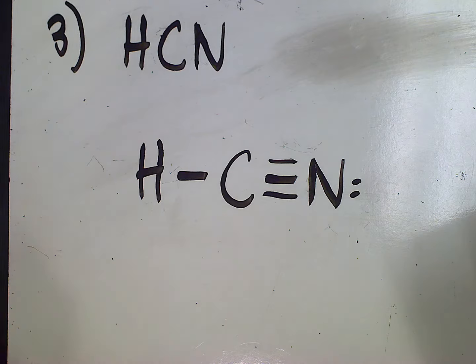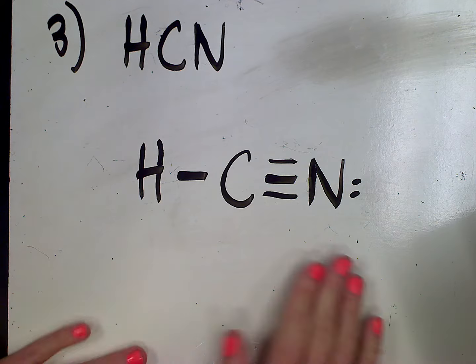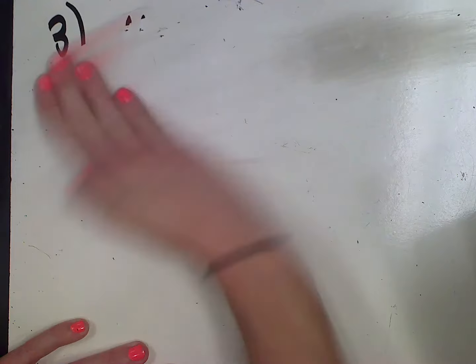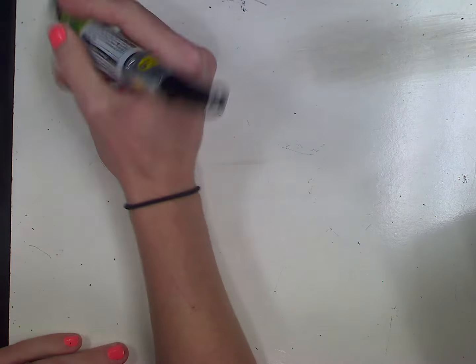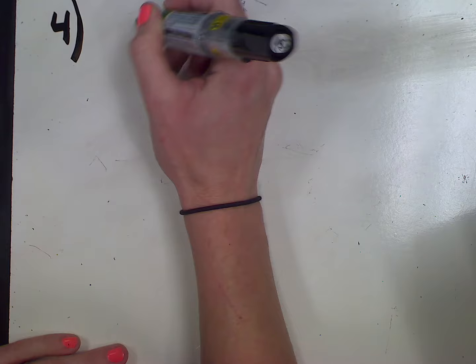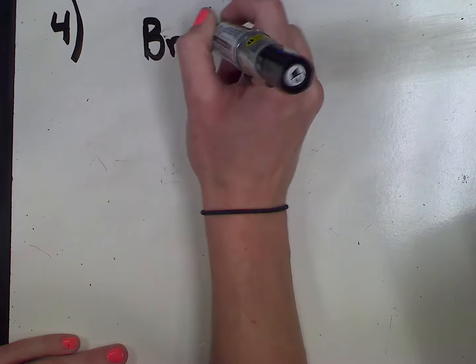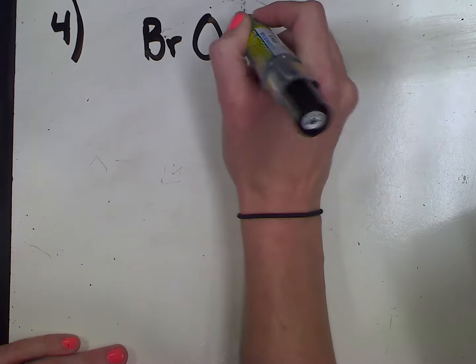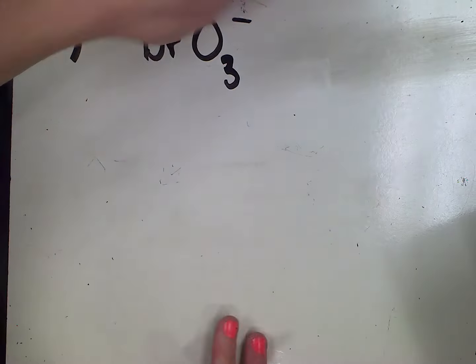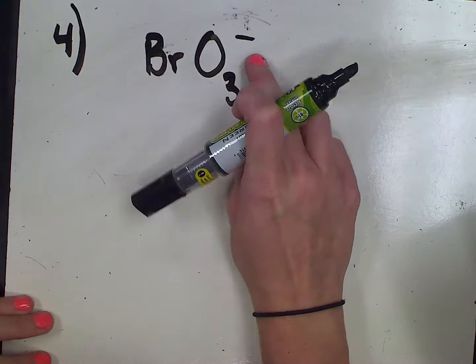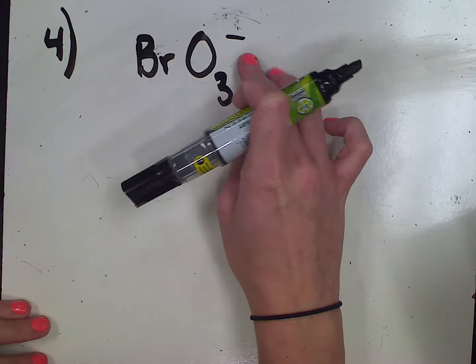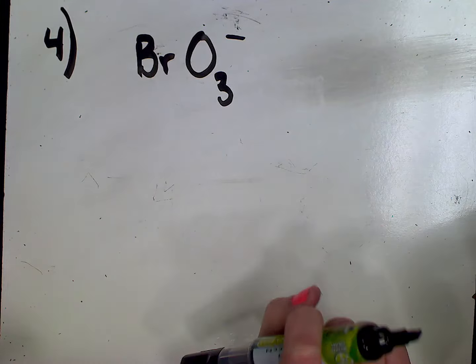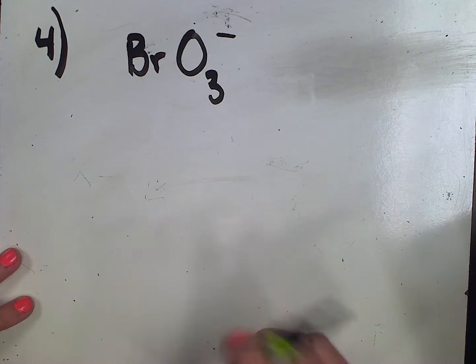Okay, one more, let's do a tricky one. I hope you guys are kind of getting the method. There's another thing I want to point out to you guys. When you have a compound with a charge, okay, so BrO3 minus. This minus charge tells us that there is an extra electron somewhere floating around in the structure, okay? So we're going to keep that in mind when it comes to making our octets. So we're going to follow the same methods we did before.